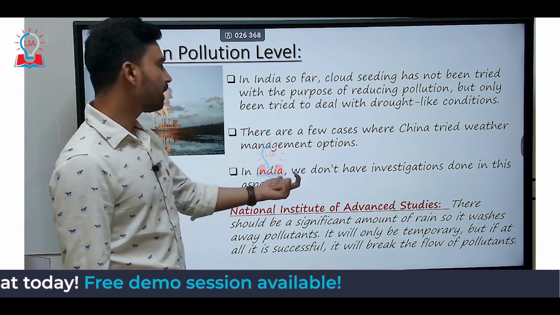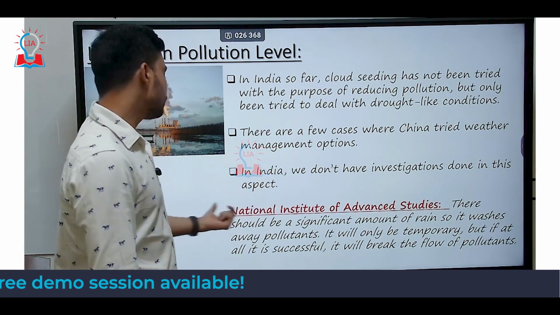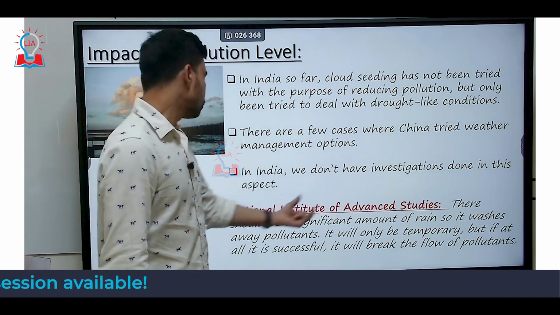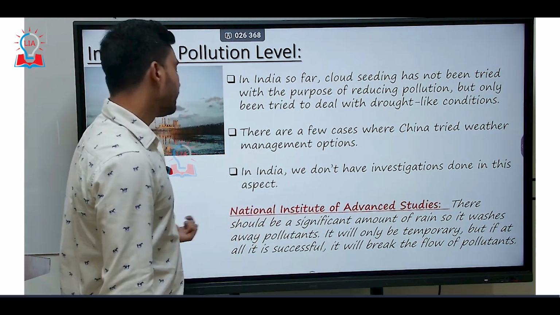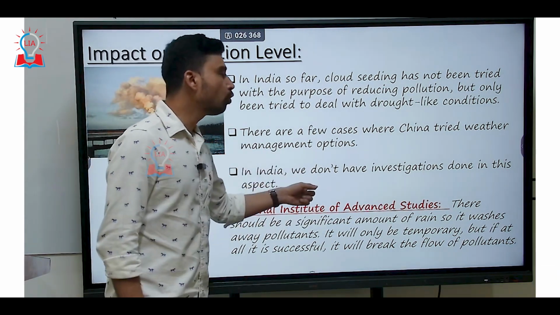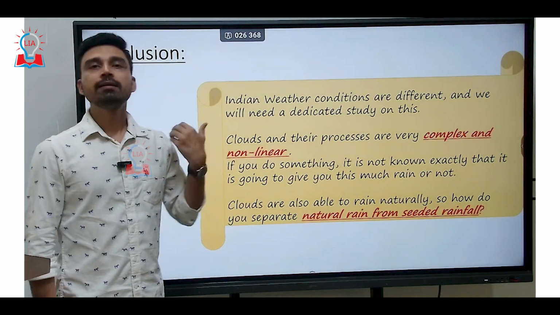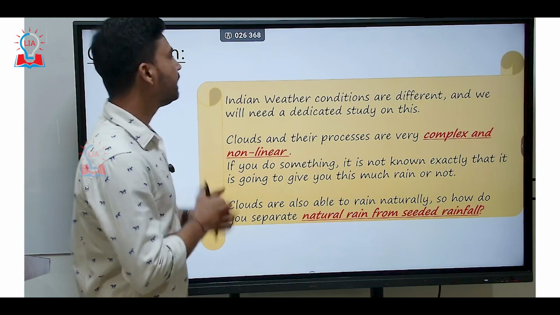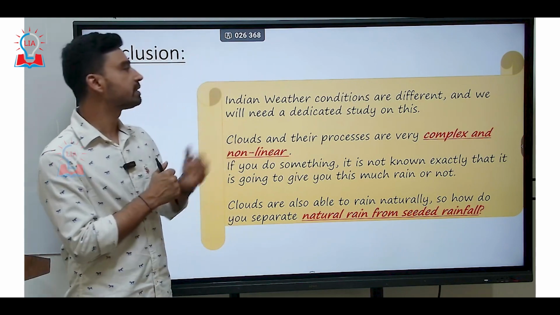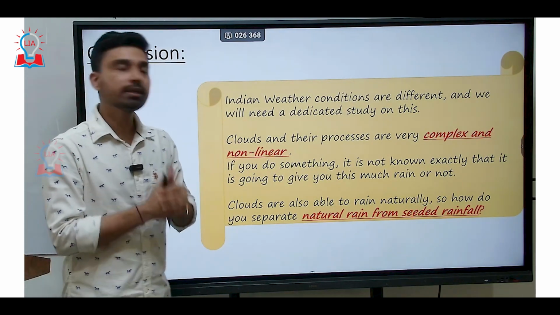The National Institute of Advanced Studies has clearly stated that there should be a significant amount of rain, so it washes away pollutants. It will only be temporary, but if it is successful, it will break the flow of pollutants, and thus it can have a good impact on controlling the pollution level. Obviously, Indian weather conditions are different, and we will need to have a dedicated study on this.